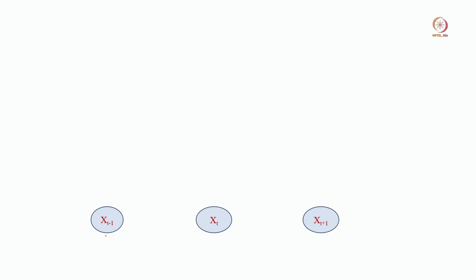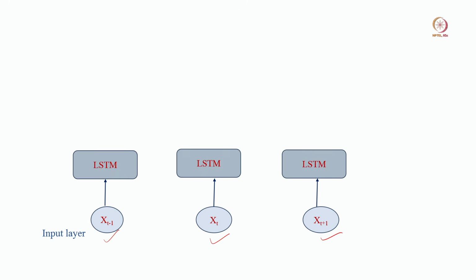So, we have the inputs at various time instances: x at t minus 1, x at t, and x at t plus 1. This is the input layer, and then we have LSTMs at the t minus 1 instance, the tth instance, and the t plus 1th instance of time. This is the information we will pass in the forward direction, so it will flow from left to right.